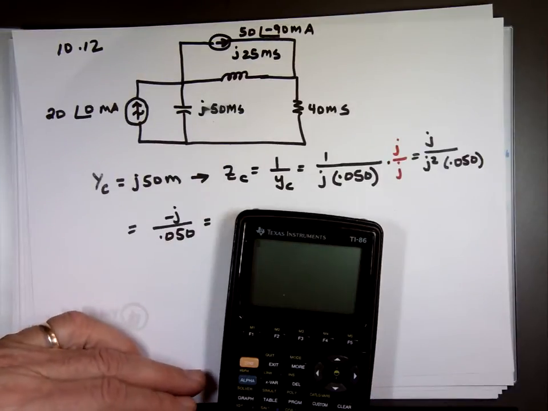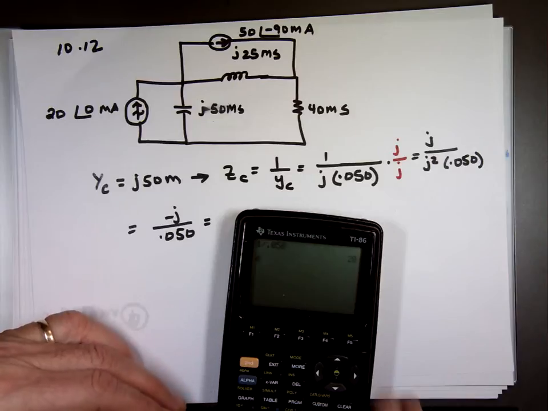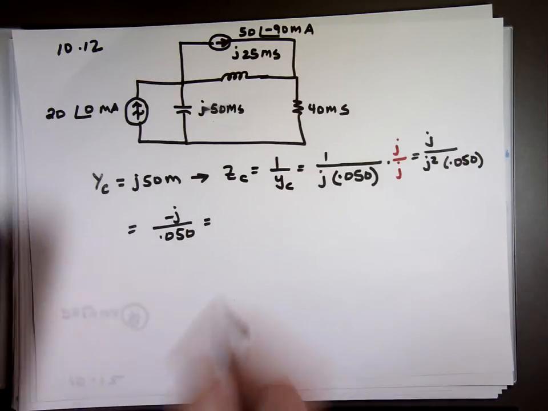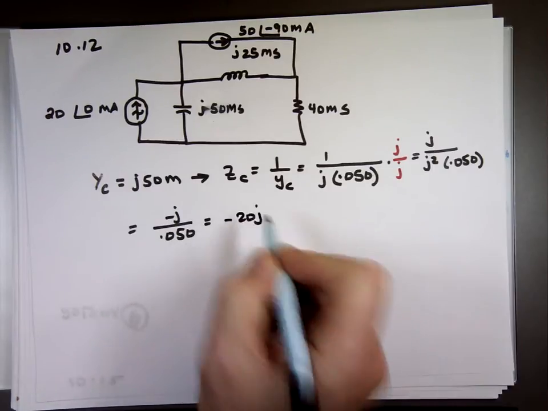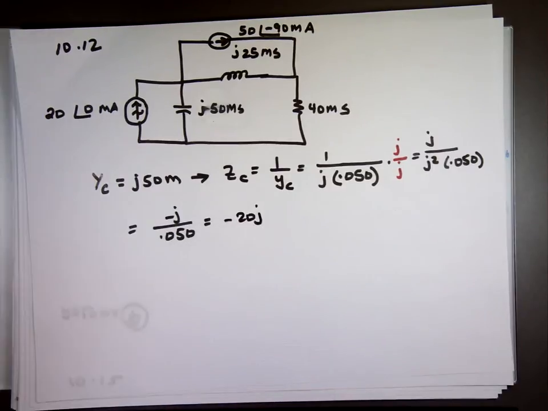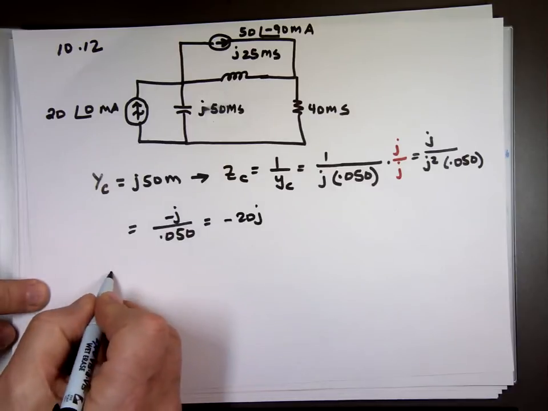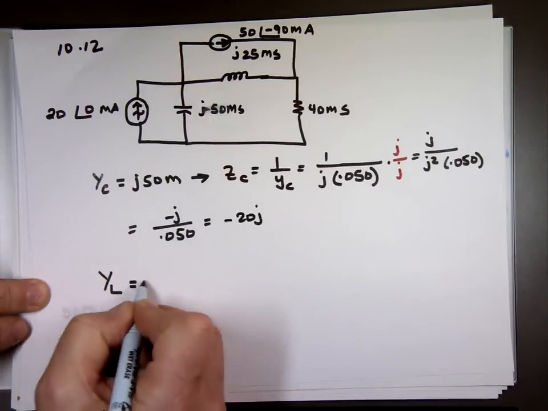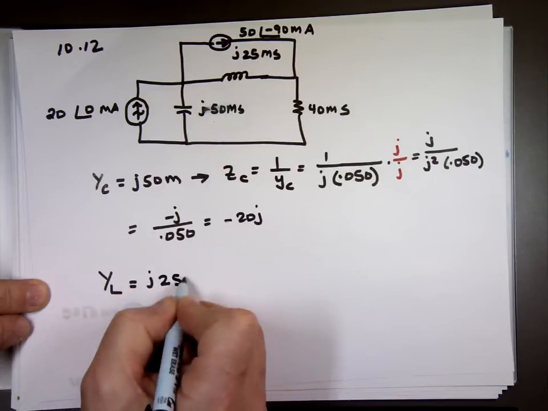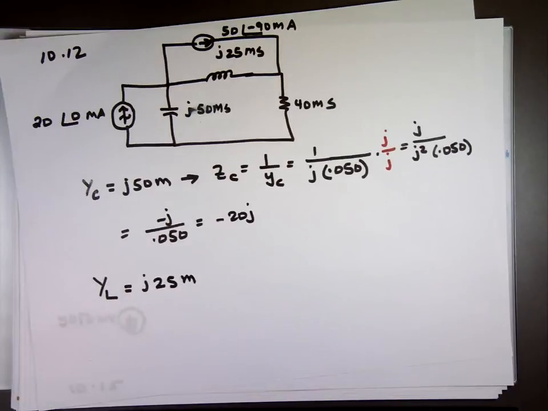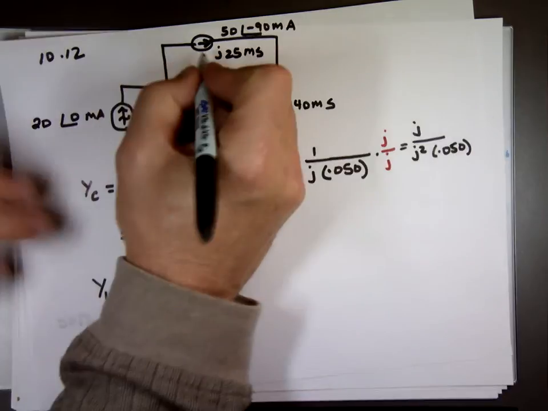1 divided by 0.050, that's negative 20j. Now, y for the inductor? j25 milli. That should be negative. That should be a negative 20, negative j. Did I copy it wrong? Yeah, it's negative. Yep.